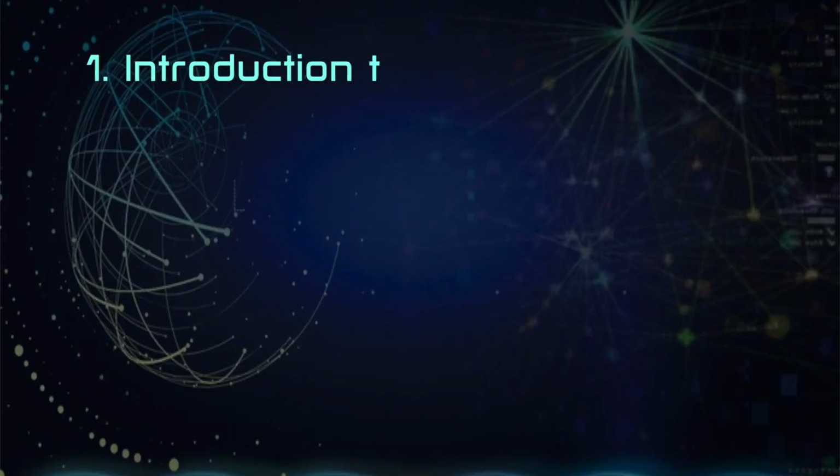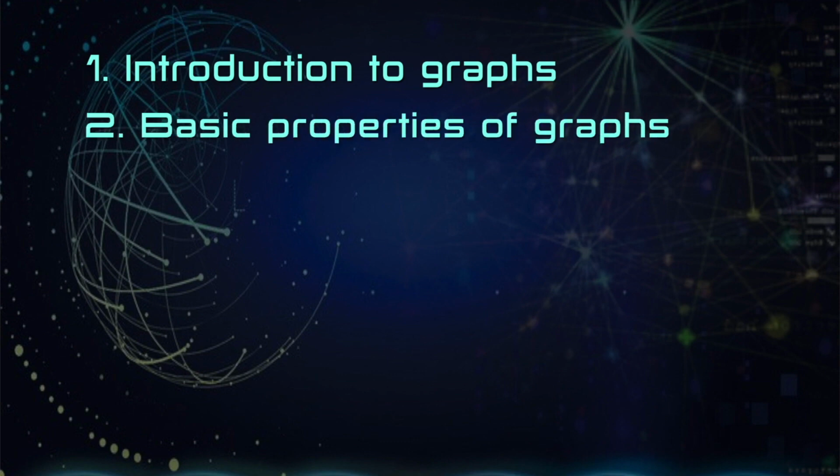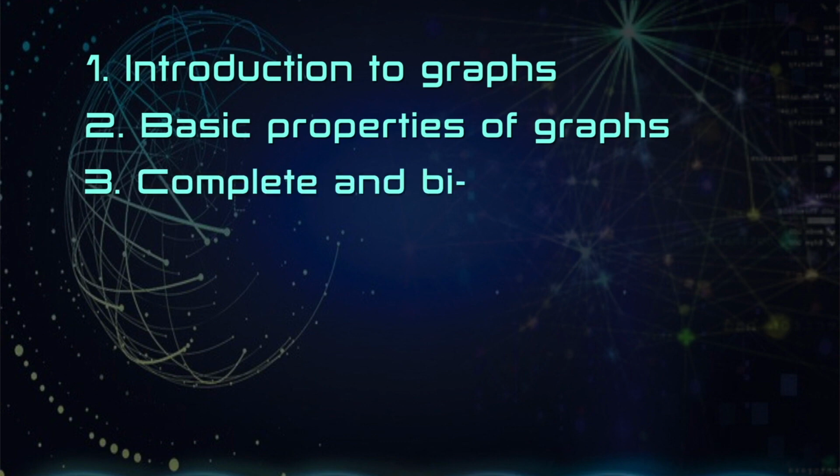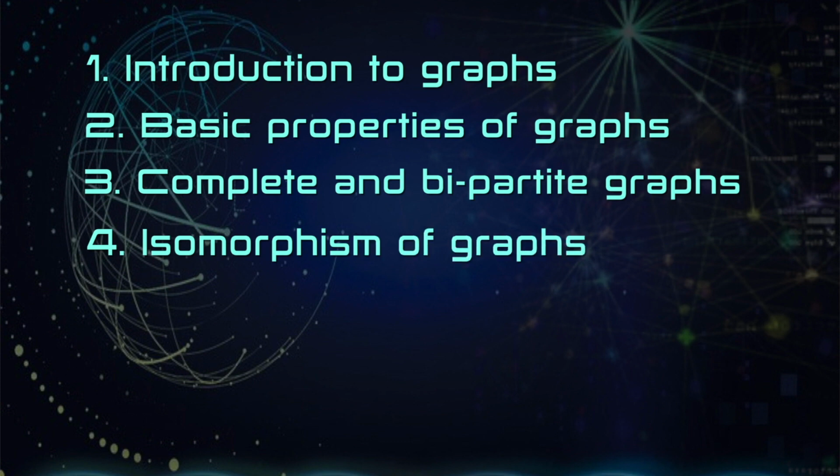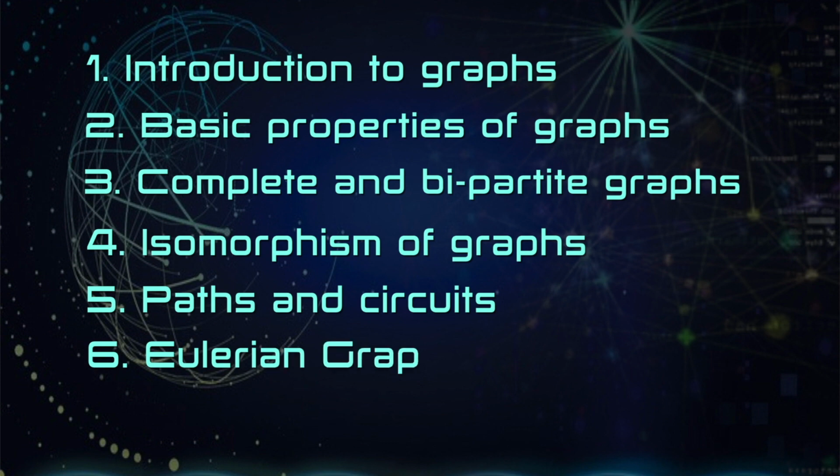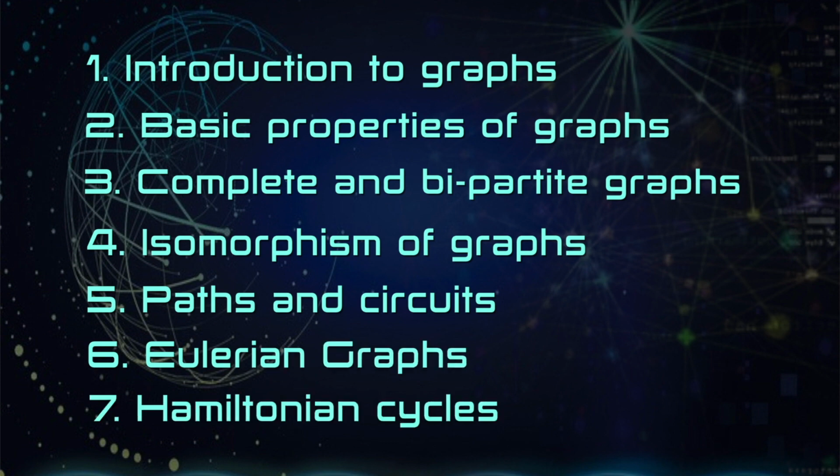The first unit contains 7 modules in which we introduce graphs and we discuss its elementary properties, and also some special graph structures. The topics covered in Unit 1 are Introduction to Graphs, Basic Properties of Graphs, Complete and Bipartite Graphs, Isomorphism of Graphs, Paths and Circuits, Eulerian Graphs, Hamiltonian Cycles.